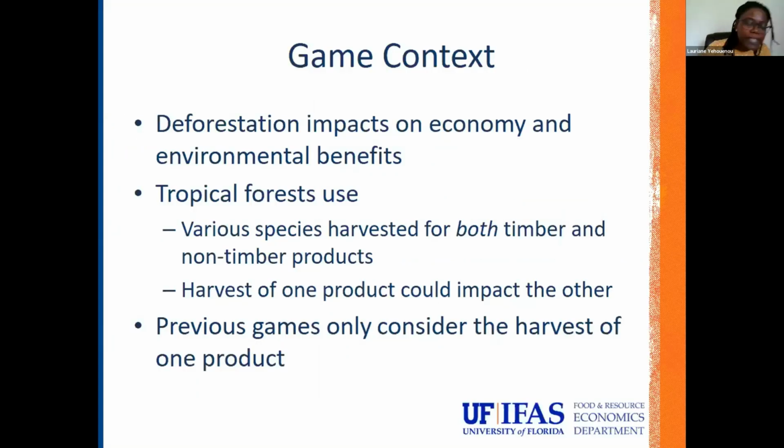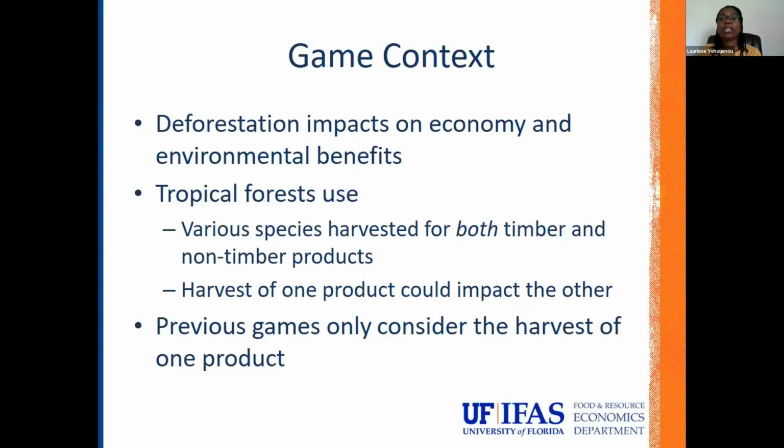The context of this game mainly stems from the economic and environmental impact induced by deforestation. In tropical ecosystems, forests are used for more than timber. They are used for multiple products, and the harvest of one product could impact the other. For instance, over-harvest of leaf or fruit can influence a species' population dynamics.